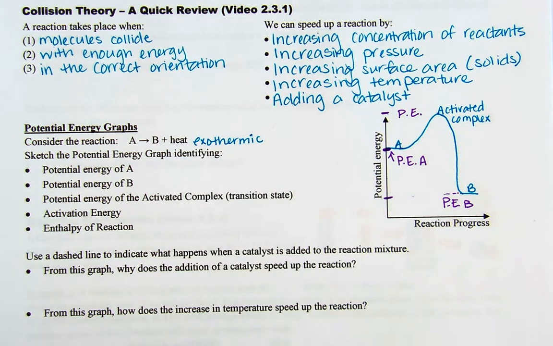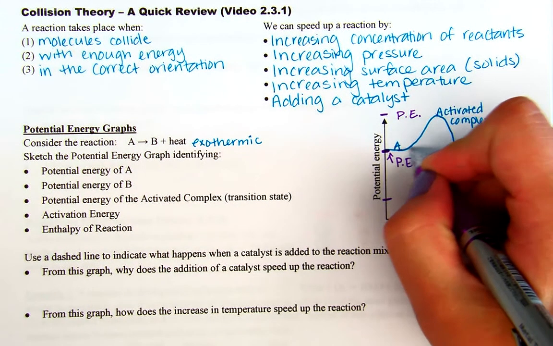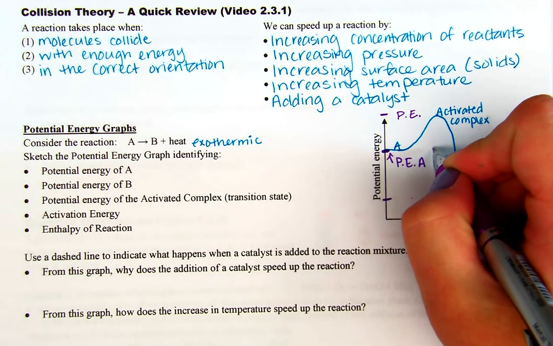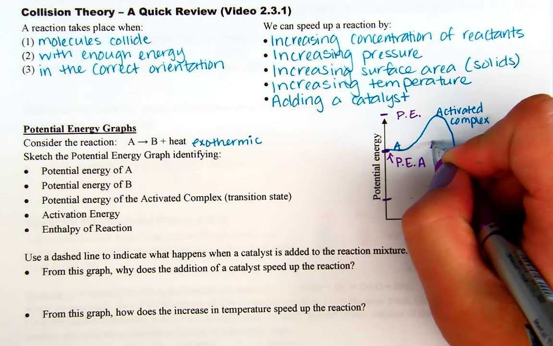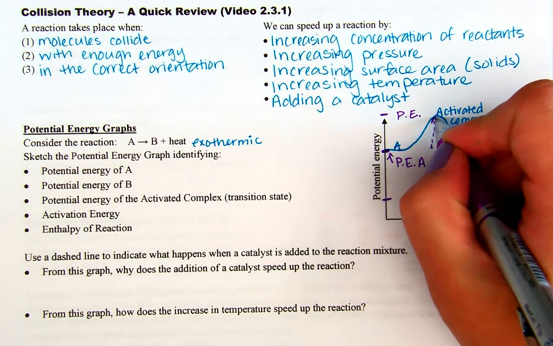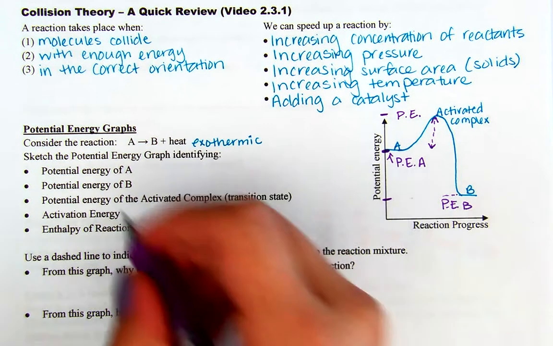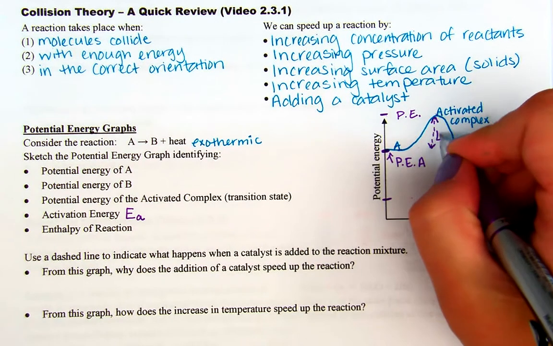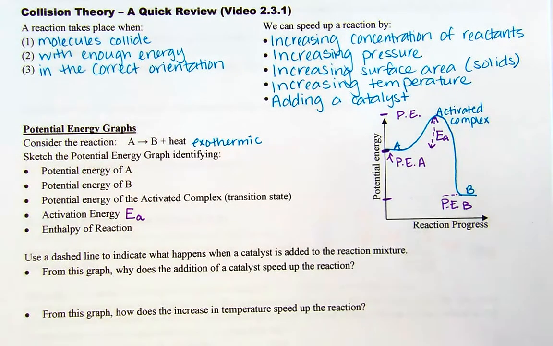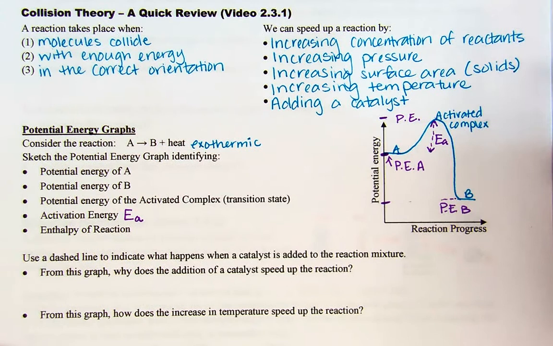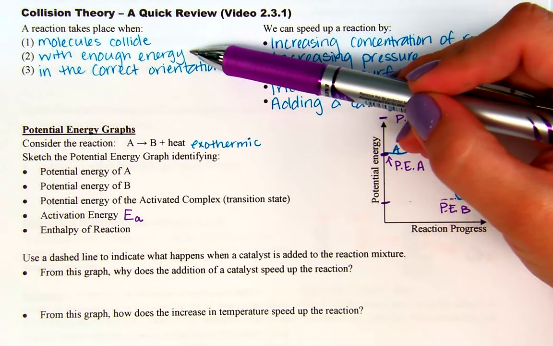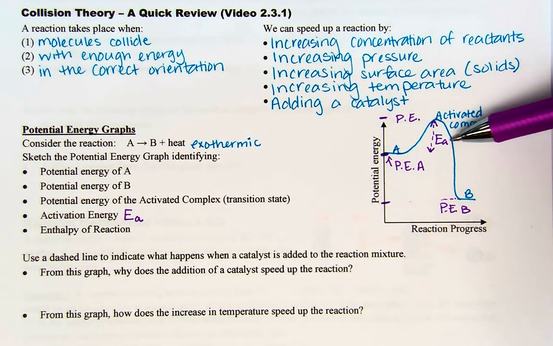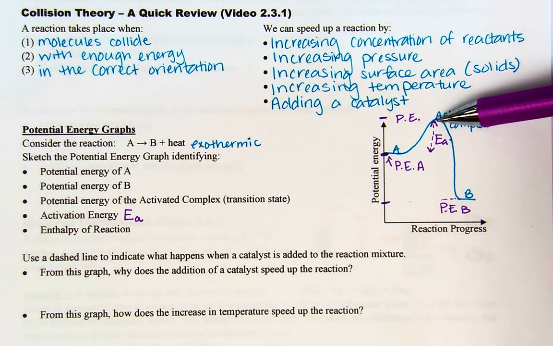Okay. The activation energy, that is the energy that it takes to be able to get from A, or your starting reactants, all the way up to your activated complex. And that is the energy it takes to get your reaction started. And so this is abbreviated E sub A. So this is our EA, our activation energy. So this is that energy, we say with enough energy here, it has to have the EA. It has to have the activation energy required to get up to the activated complex.